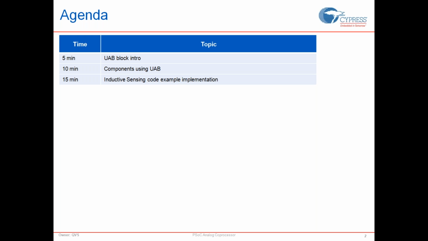So I'll go into details of how the analog circuit for inductive sensing works, what the excitation system is, how you sense in it, and all that. So that's going to give you an insight into how to bring together a whole system inside PSoC Analog Coprocessor. It'll also give you a slight insight into a few functionalities of the UAB block, because we do use the UAB block inside the inductive sensing code example.